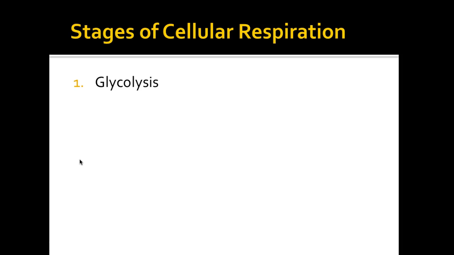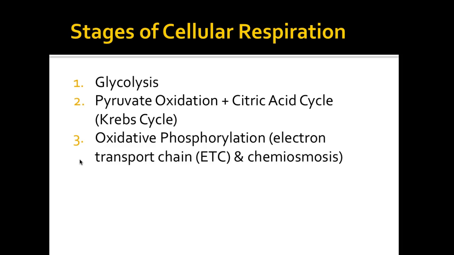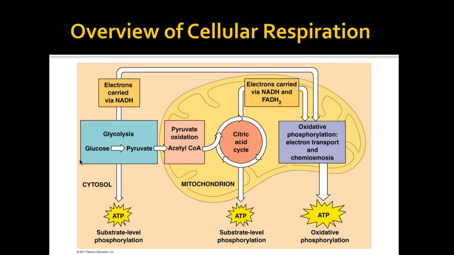So the stages of cellular respiration are glycolysis. Glycolysis simply means the splitting of sugar. You have pyruvate oxidation plus the citric acid cycle, which is known collectively as the Krebs cycle. And then you have oxidative phosphorylation. Oxidative phosphorylation is the combination of the electron transport chain and chemiosmosis.